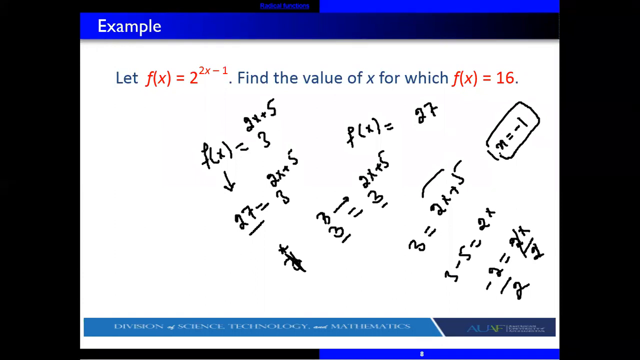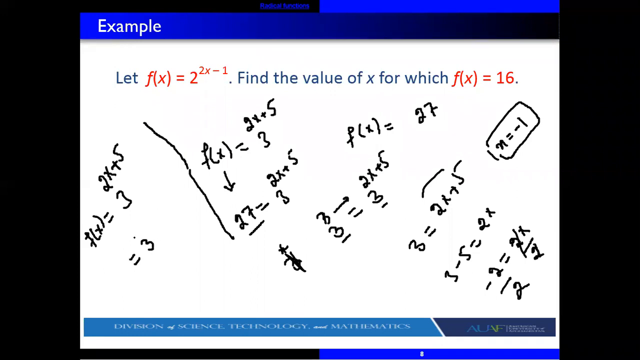Actually, how to prove that this result is correct or not? You can prove it by putting the value of x in the main function. For example, in the main function, we know that f of x is equal to 3 power 2x plus 5. So when you put the value of x equal to minus 1, let's see if this becomes 27 or not.